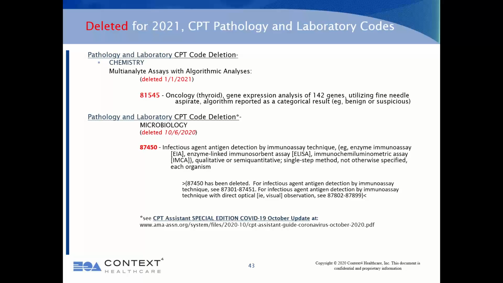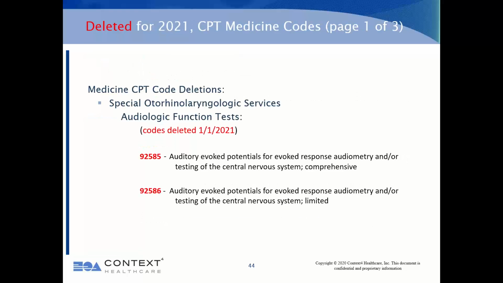As the AMA added a series of new SARS-2 codes to this section mid-year, they revised this entire section from 873XX to 878XX in order to clarify and correlate 3 concepts across the entire section. Number 1, immunofluorescent technique. Number 2, direct optical observation. And number 3, single-step versus multiple-step techniques. For details, see CPT Assistant, Volume 30, Special Edition COVID-19 October Update.